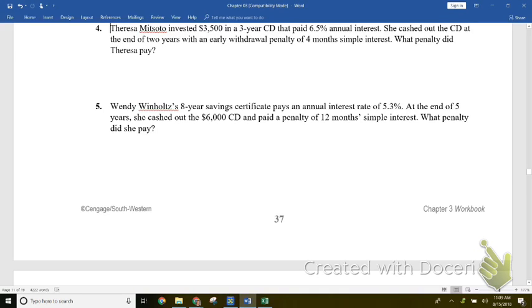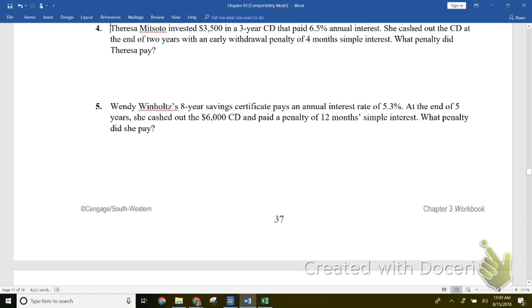Now, part of the benefit of agreeing to a money market account or a CD is that you get a higher interest rate, and that's because you're not touching that money for several months or maybe even several years. And if for some reason you have an emergency and you need that money sooner, you have to pay a penalty. So that's what we're looking at in this example.